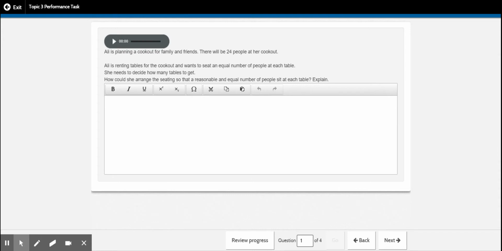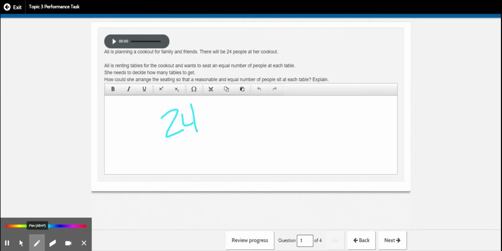So just start off with number one, Allie's planning a cookout. There's 24 people at her cookout. So she's going to rent tables and she wants to set an equal number of people at each table. And we're going to decide how many tables she needs. You can arrange the seating so it's reasonable and equal people at each table.